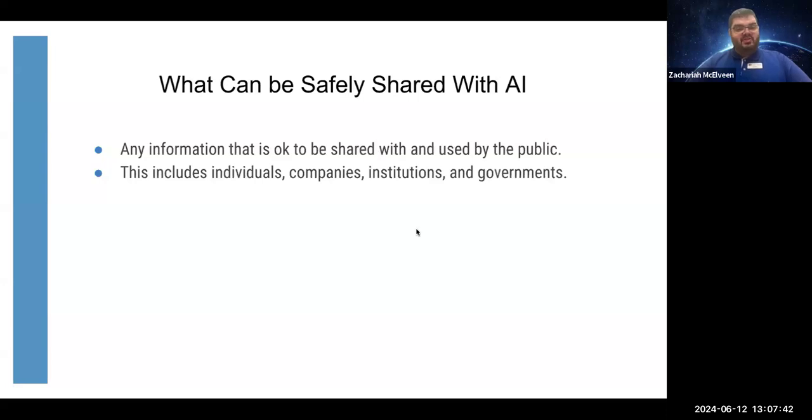So what can be safely shared with AI? Any information that is okay to be shared with and used by the public can be shared with AI. This includes that it can be shared with individuals, companies, institutions, and with governments.